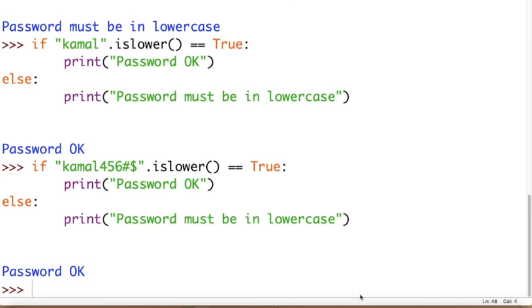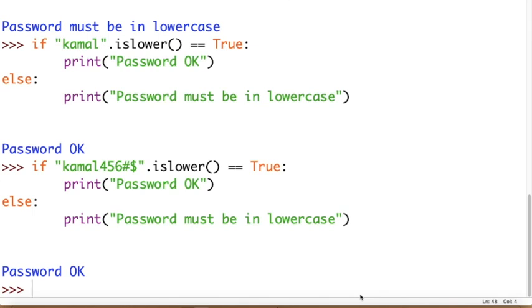So there is checking for only alphabets in this case, right? So you have to take care of this, you have to remember this, right? Now let us go to the next. Similar programs can be written for upper and isupper, right? The isupper and upper functions act similarly to the lower and islower functions, right? So you can write it yourself.